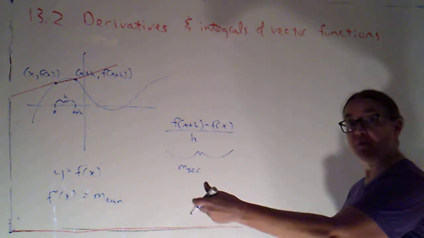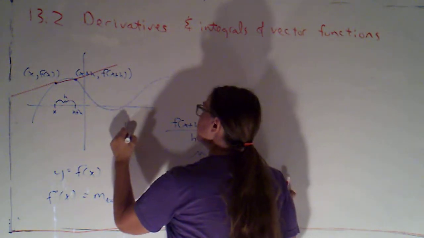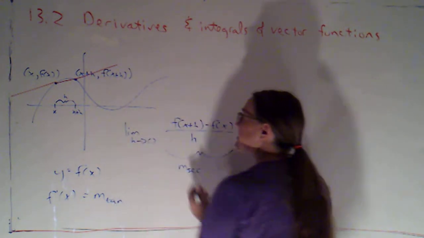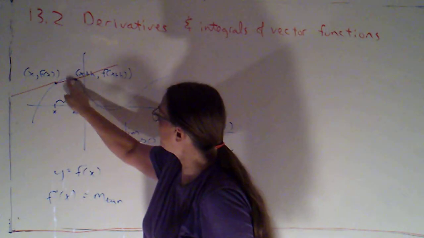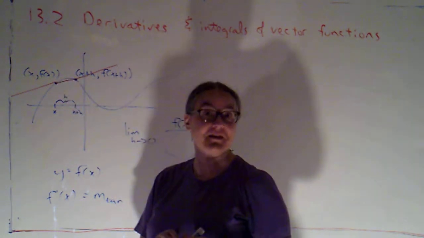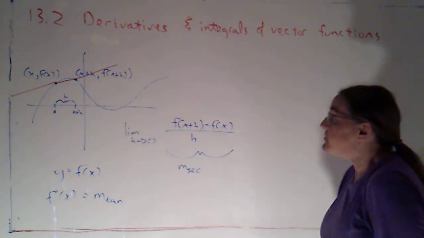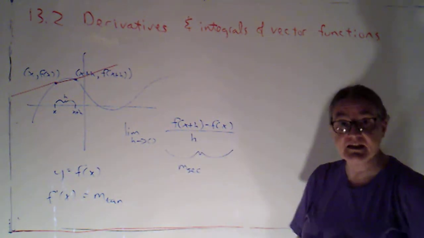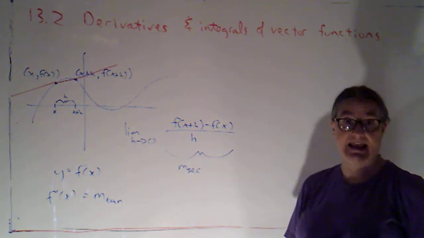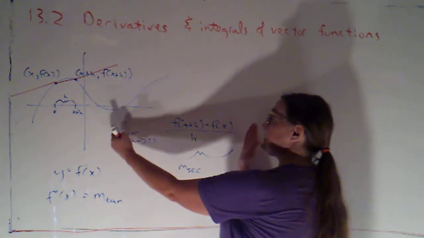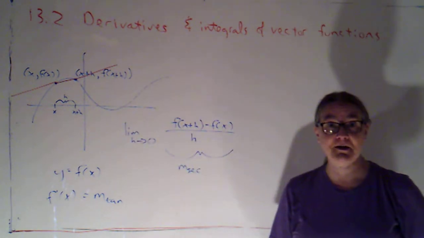To get to the slope of the tangent line, we simply take the limit as h goes to 0. So as we shrink this little interval, this point moves closer and closer and closer to this point. So the derivative is the instantaneous rate of change, which is represented geometrically as the slope of the tangent line. And this gives us a formula for calculating it.